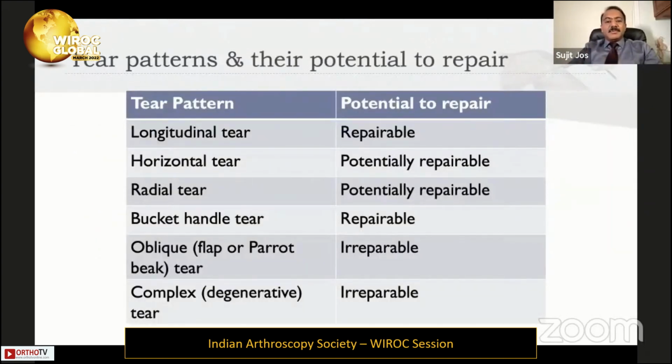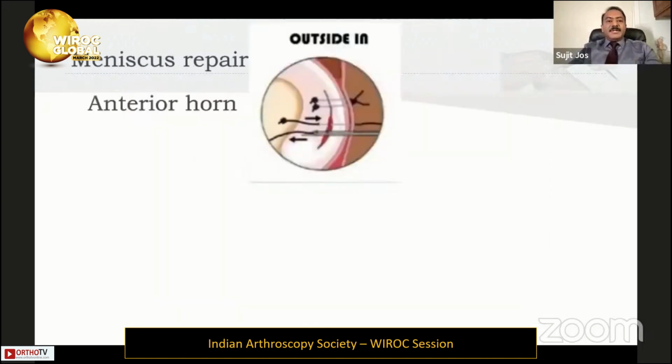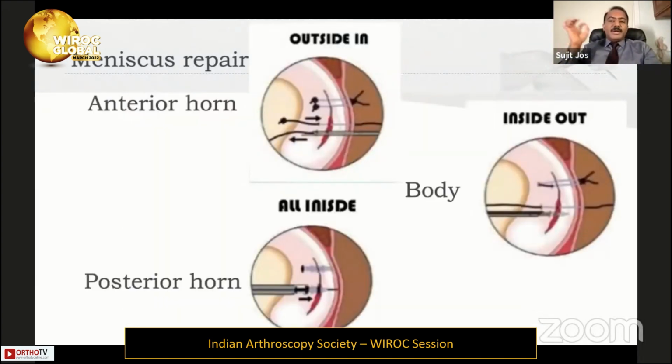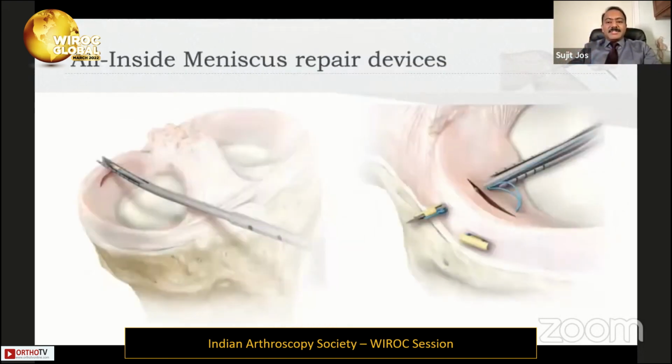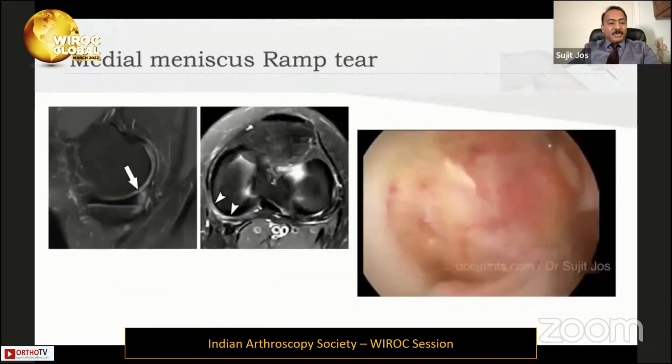The tear patterns which are amenable to repair are the longitudinal tears and even the bucket handle fresh tears. The horizontal and radial tears are potentially repairable, but the oblique parrot beak tears or the complex degenerative tears are usually irreparable. The methods of repair: the anterior horn, we can go by the outside-in technique. The body tears, you can go by the inside-out technique, and the posterior horn always all-inside unless the tissue is too tight. So those are the meniscus repair devices with the anchors and the loops. There are all-fiber meniscus repair devices by the companies nowadays, negating the anchor problems.